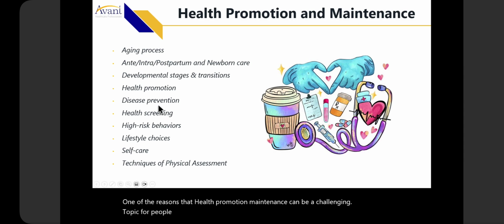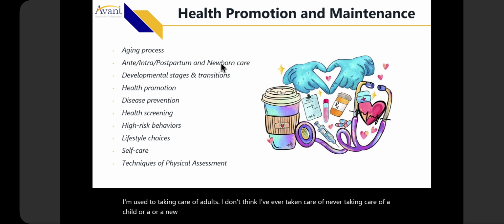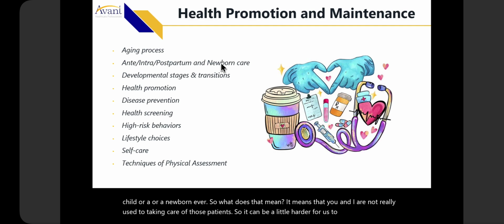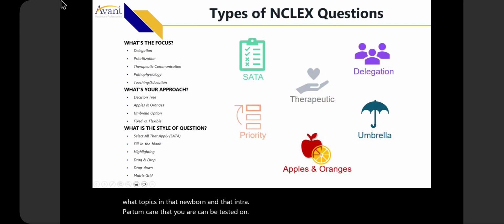One of the reasons that health promotion and maintenance can be a challenging topic for people is that in that ante, intra, postpartum, and newborn care, okay, you and me, most of us, we're used to taking care of adults, right? I'm used to taking care of adults. I don't think I've ever taken care of a child or a newborn. So what does that mean? It means that you and I are not really used to taking care of those patients, so it can be a little harder for us to learn that information. But there's no secrets on NCLEX. There's no mysteries. So they'll tell you exactly what topics in that newborn and intrapartum care you can be tested on. Okay.